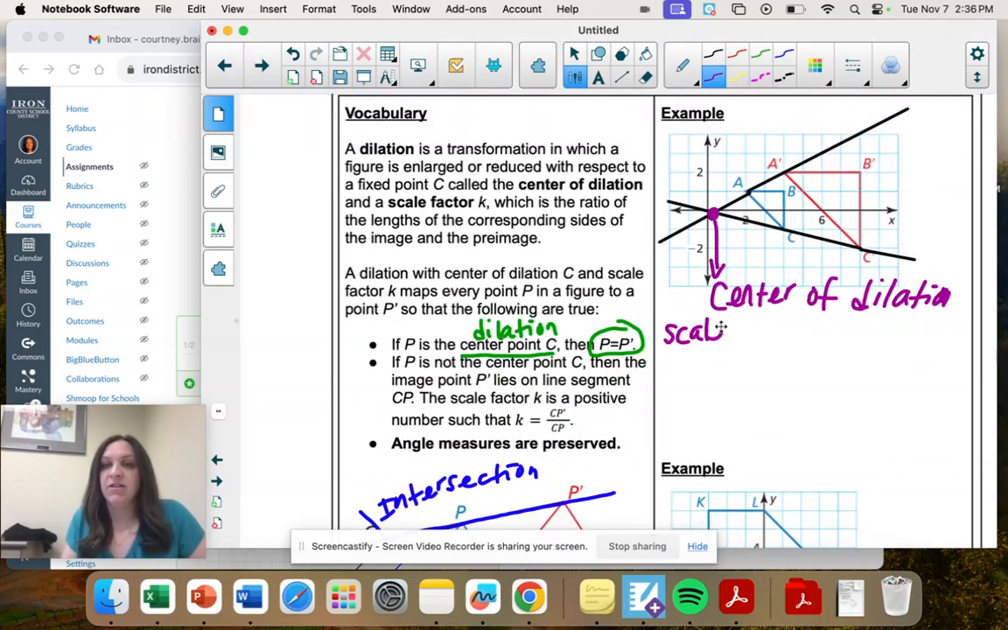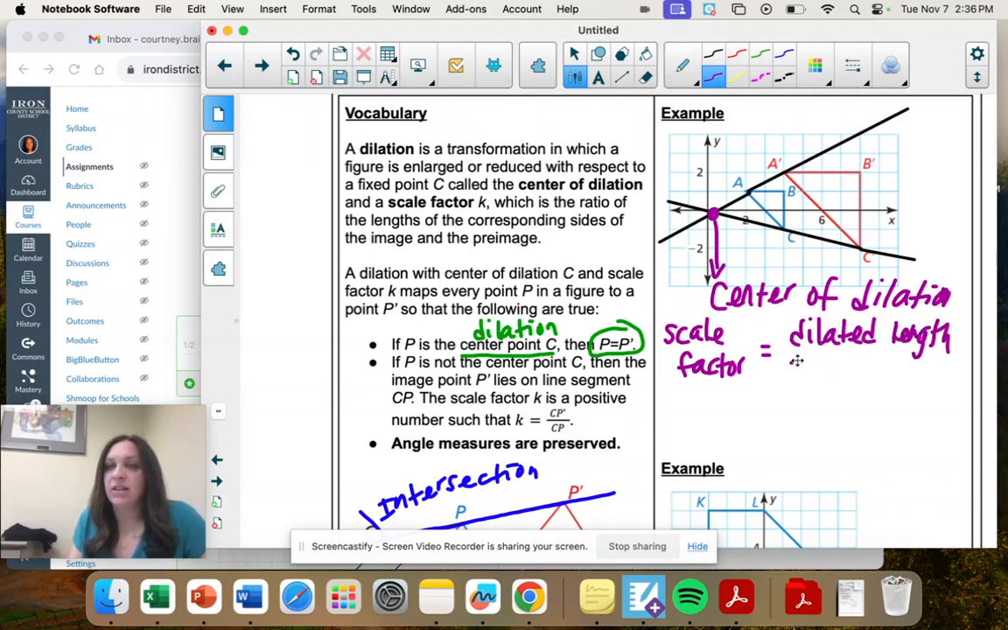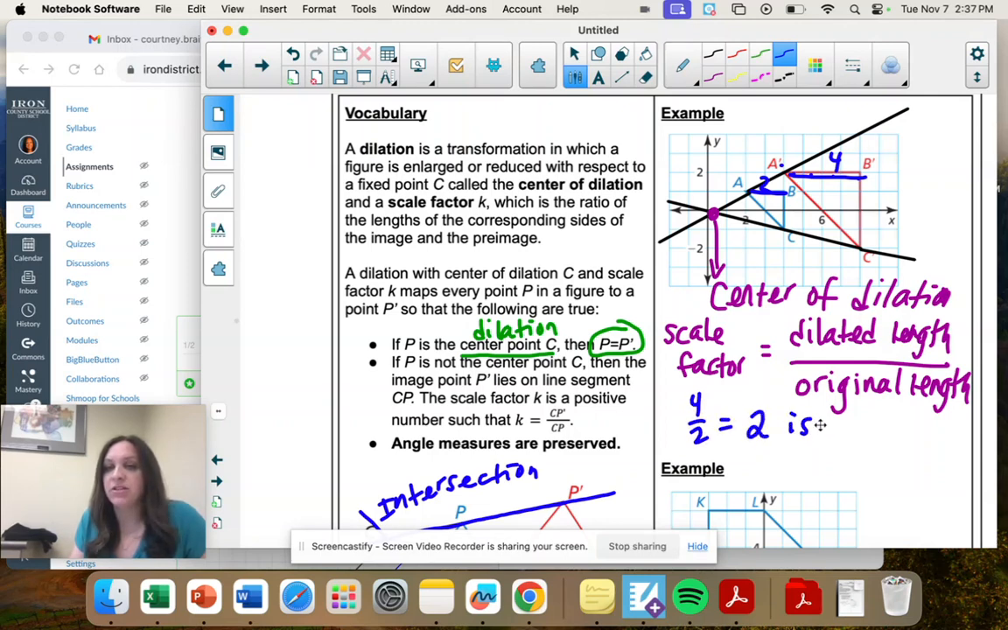And then to find the scale factor, you're looking at lengths. So you're looking at the dilated length and then the original length. So for this, our dilated is A prime to B prime. That length I can count, it's 4. And our original length, AB, is 2. So 4 over 2, 2 is the scale factor for this. It's doubled in size.